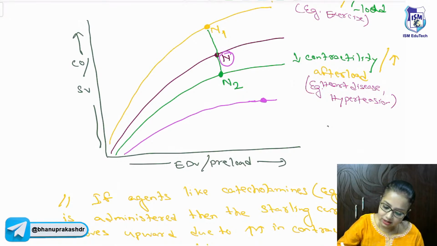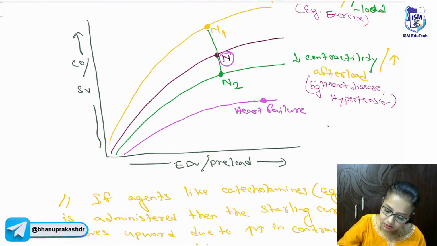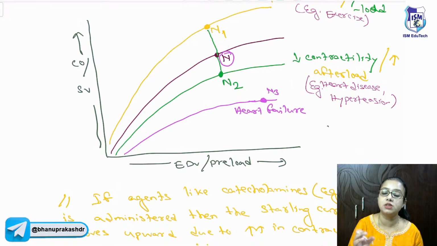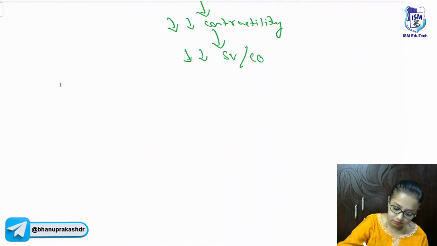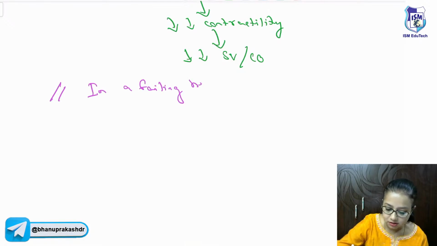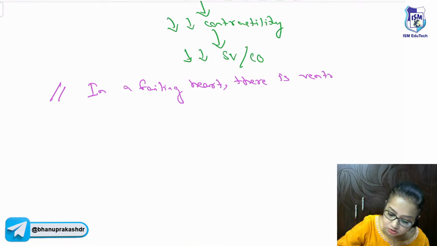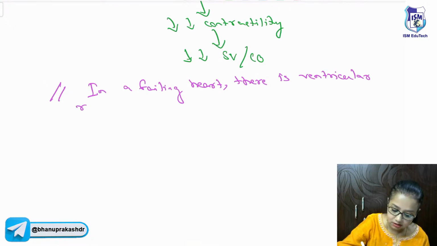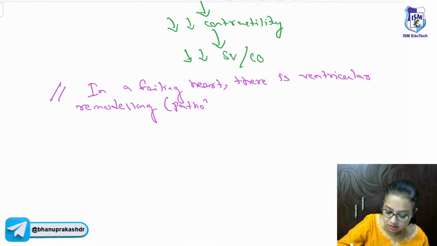So in case of heart failure, what happens? A new area, a new point on the Starling curve develops, which is higher than the normal point on the curve. Meaning what? In a failing heart, there is ventricular remodeling, which is pathological.